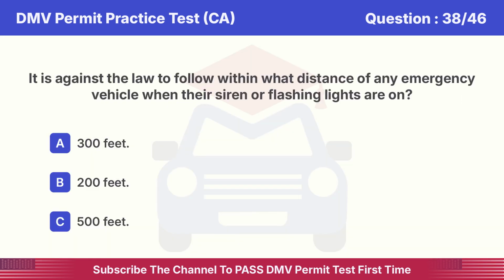Question 38. It is against the law to follow within what distance of any emergency vehicle when their siren or flashing lights are on? Option A, 300 feet. B, 200 feet. C, 500 feet.